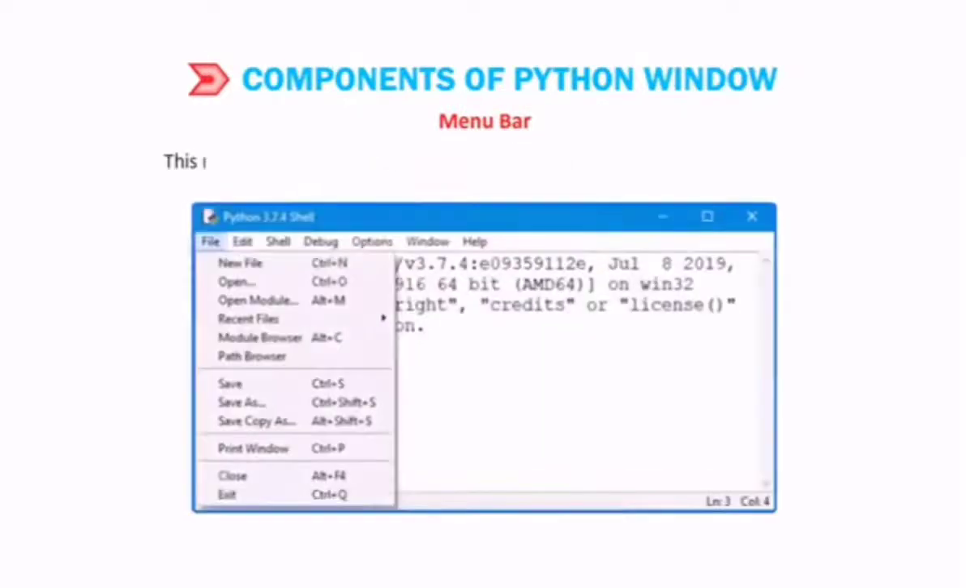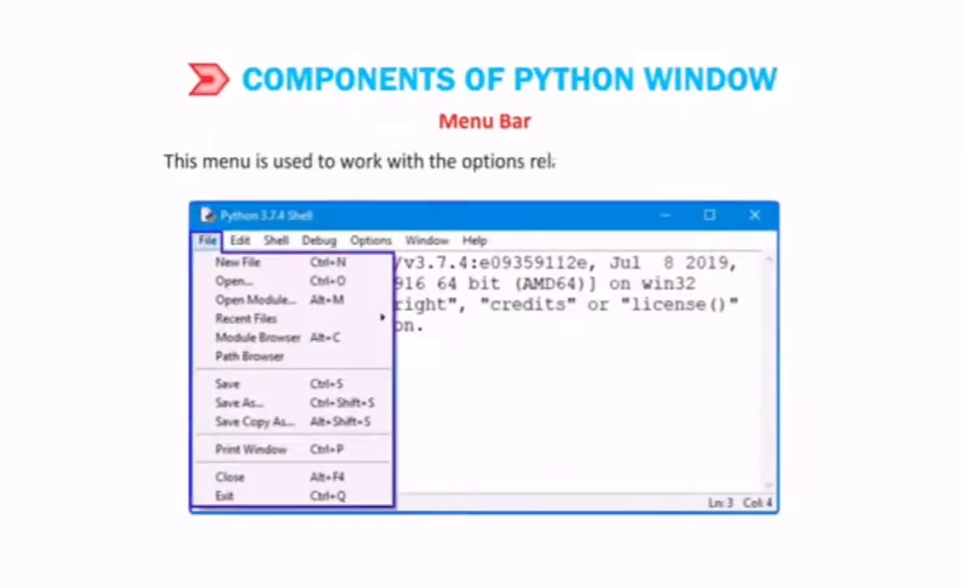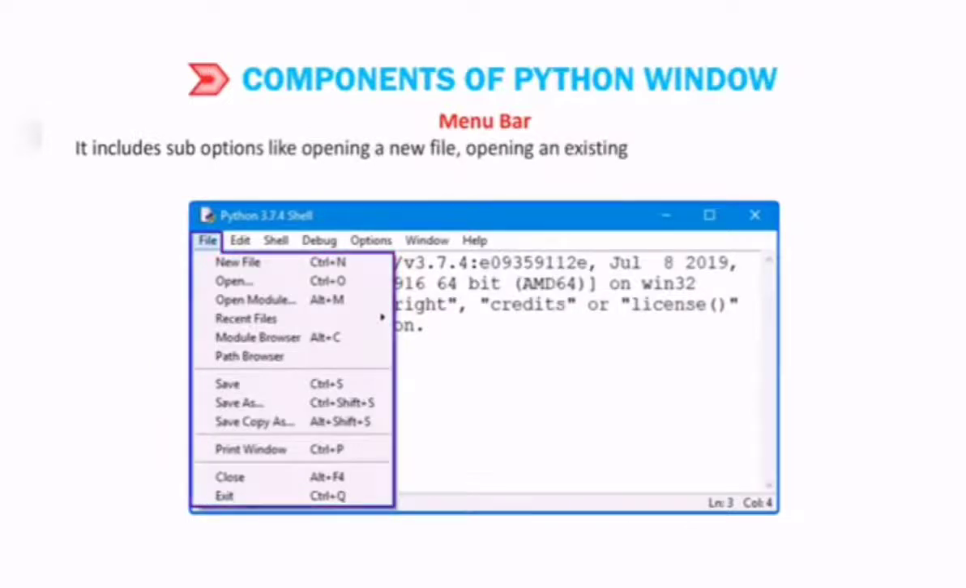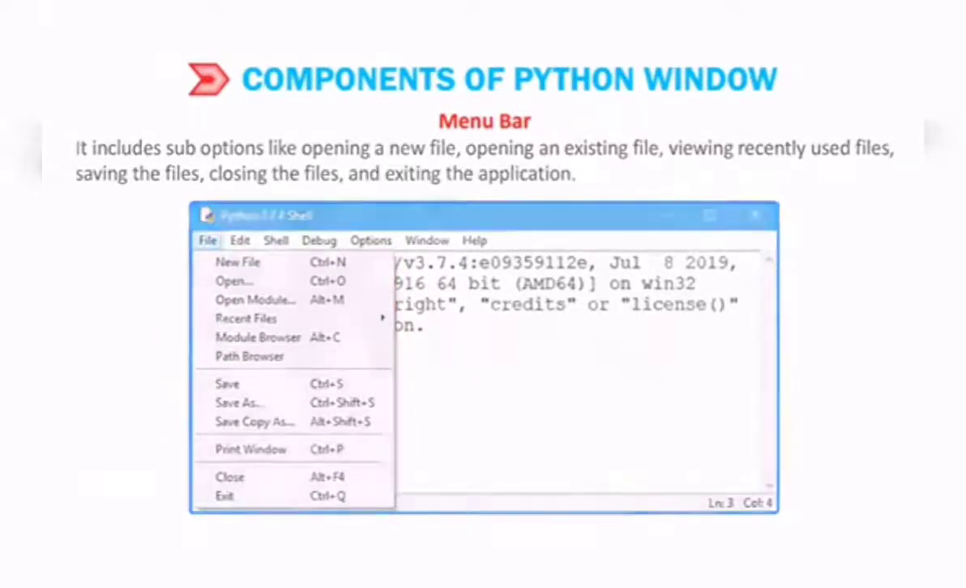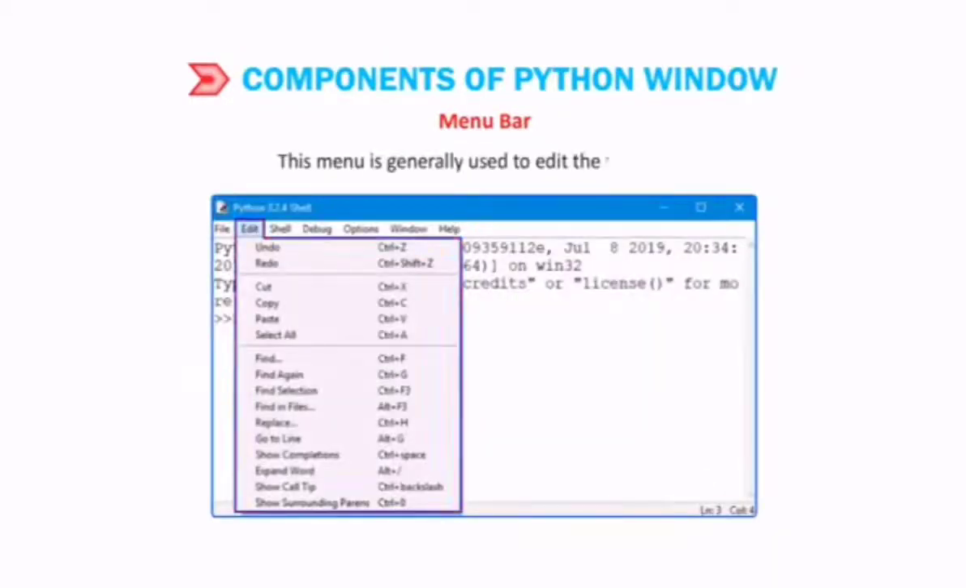Working with File menu on page 100. This menu is used to work with options related to currently used file. It includes sub-options also like opening a new file, opening an existing file, viewing recently used files, saving the files, closing the files and exiting the application. Working with Edit menu. This menu is generally used to edit the file in use. You can cut, copy or paste the selected text. You can also search for a particular text or phrase and even replace it with some other text.